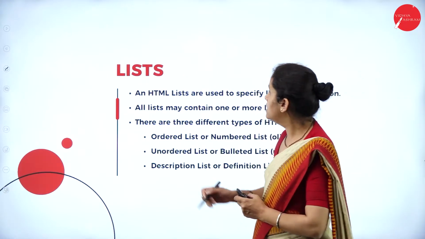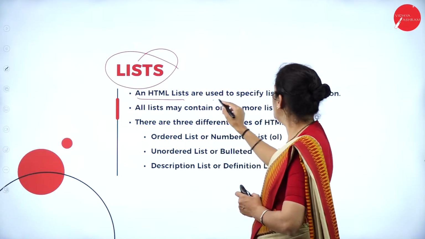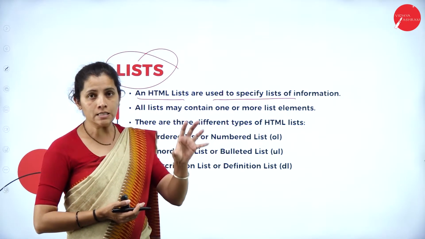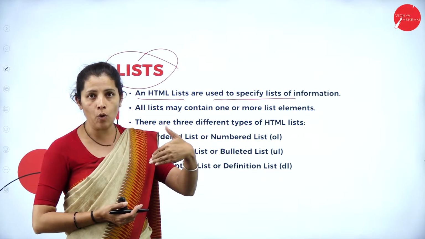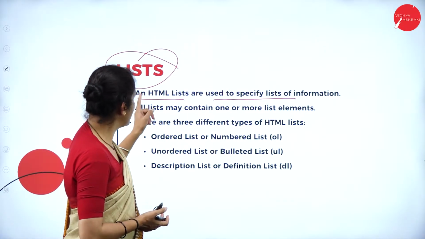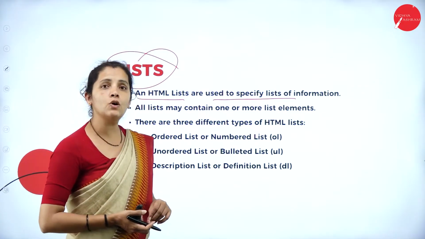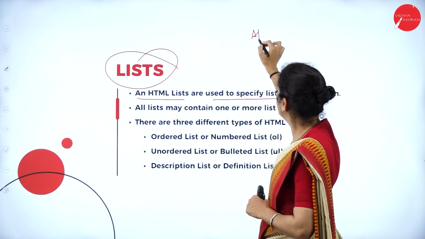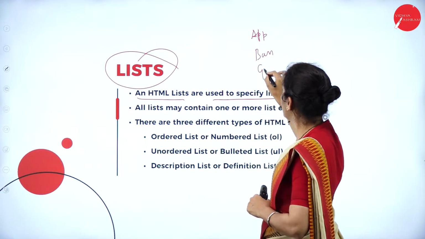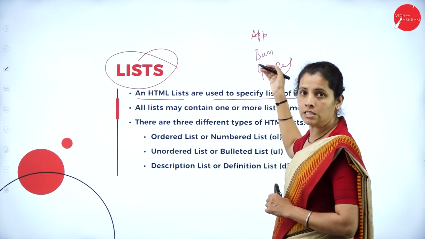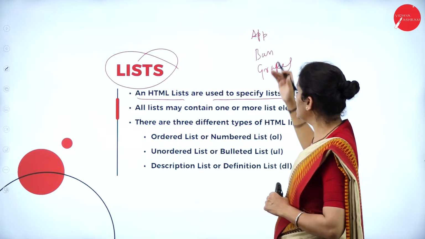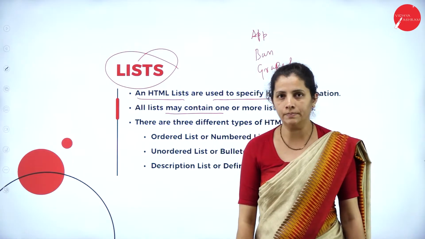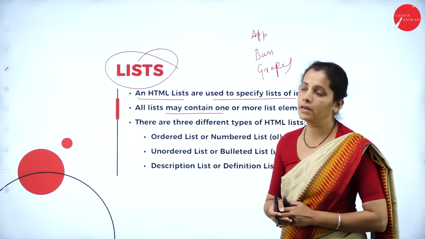If I consider lists, the lists are used to specify the list of information. Suppose I want to specify a list or collection of items one by one, then I'll go with the list. So HTML lists are used to specify a list of information. So if I have apple, then I have banana, I have grape. I want to display or list all the fruits one after another, then I'll go with the list. So a list may contain one or more list items. So I can have more than one item in my list.